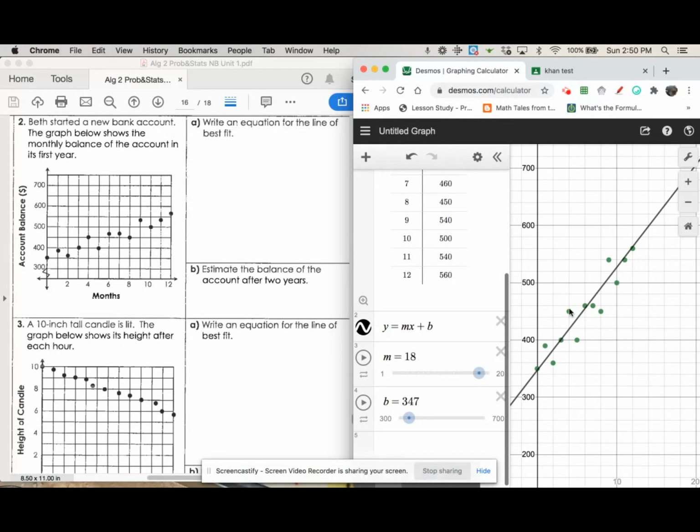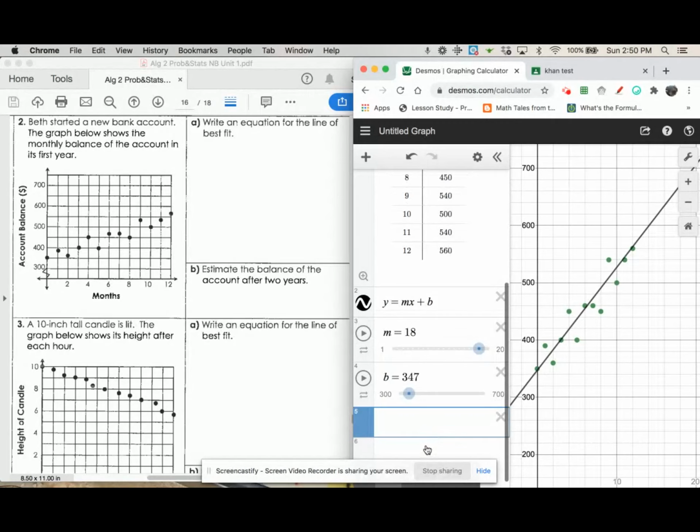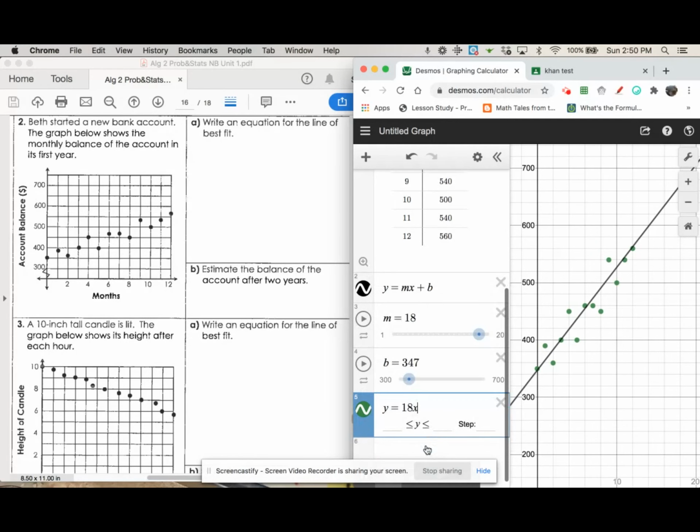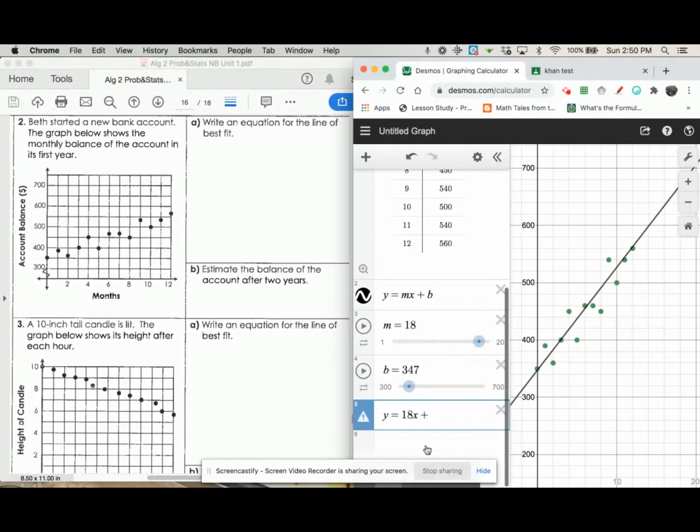So I have some points that are on either side, but they look like they're equally far away. So this looks like my best attempt of a line of best fit. If you notice, my slope is 18. My b value is 347. If I type that in here, y equals 18x plus 347, it graphs that line right on my line of best fit. So that is the line for that.